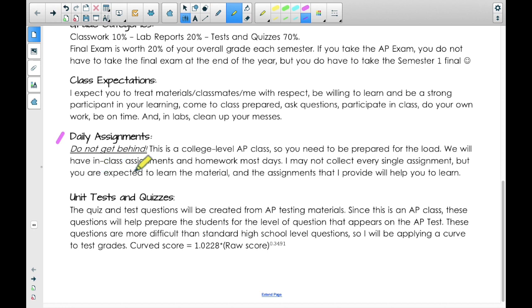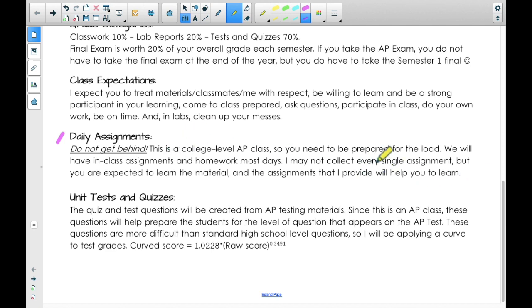We will have in-class assignments and homework most days. I might not collect every single assignment, but you are expected to learn the material, and the assignments that I provide will help you to learn. You may not have time to do every single assignment because you're writing an essay for AP Gov, whatever. That's okay, but you are expected to do the learning along the way. So maybe you didn't do every single problem, but you did learn the material.